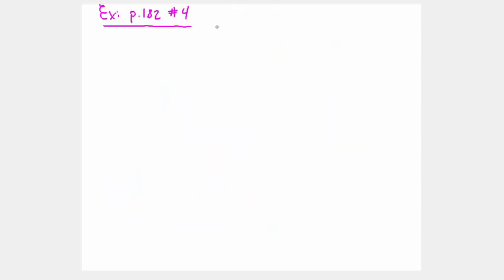Let's take a look at another example, this time on the same page, but problem number 4. In this problem, they still want us to do the same thing, which is find sine, cosine, and tangent of theta, where theta is in standard position, a central angle that has the point, this time, -1, 5 on its terminal side. Let's go ahead and draw, again, a diagram that will help hold all this information for us.